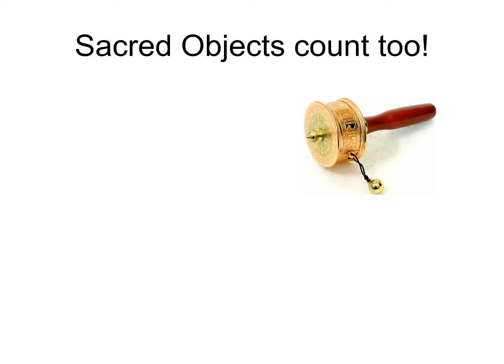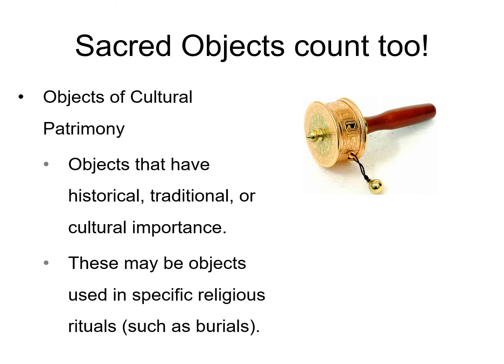And of course, sacred objects count too, like our little prayer rattle here from Nepal. These are considered objects of cultural patrimony. These are objects that have historical, traditional, or cultural importance to the group, and these may be objects used in specific religious rituals, such as burials.